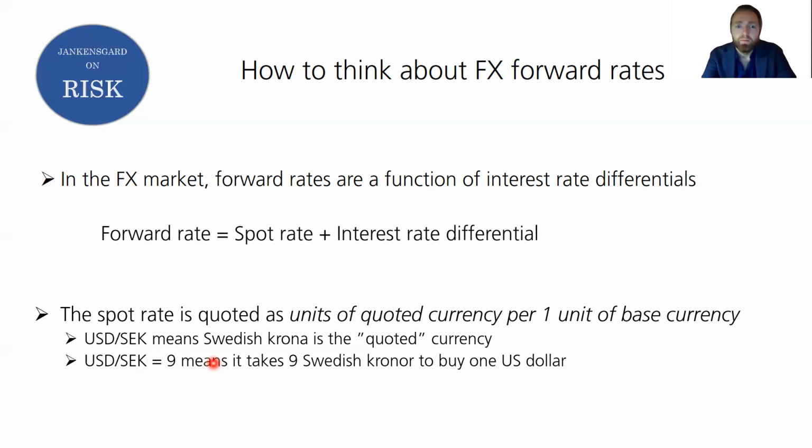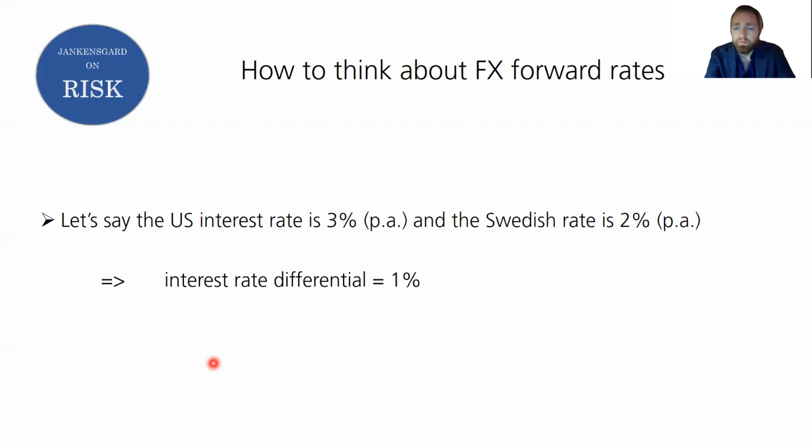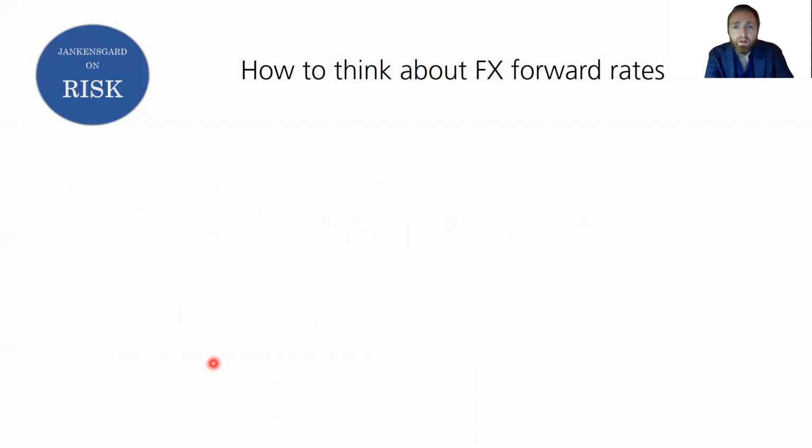All right. And now let's assume something about the interest rates in these two countries. Let's say the US interest rate is 3% and the Swedish rate is 2%, annualized numbers. Obviously, the interest rate differential is going to be 1%. Easy so far.